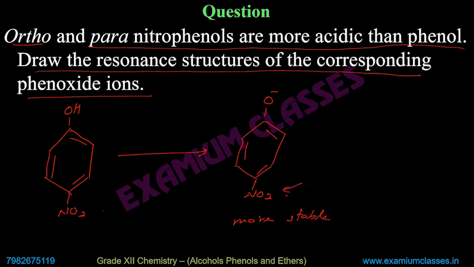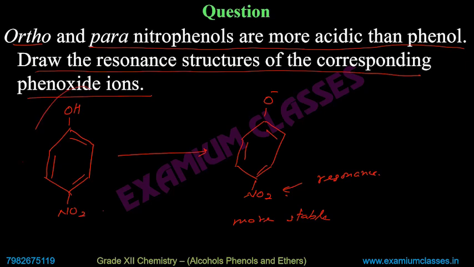Why? Because NO2 will have resonance. Whether it is at ortho position or para position, in both cases, it will have resonance. It will increase the extent of resonance. So that's why, because the phenoxide ion being formed is more stable, this reaction will be taking place more easily or will be more reactive.